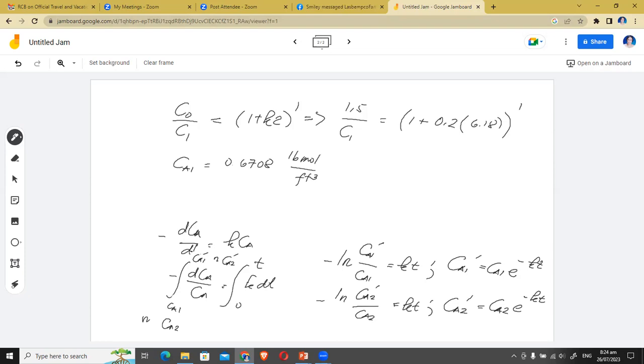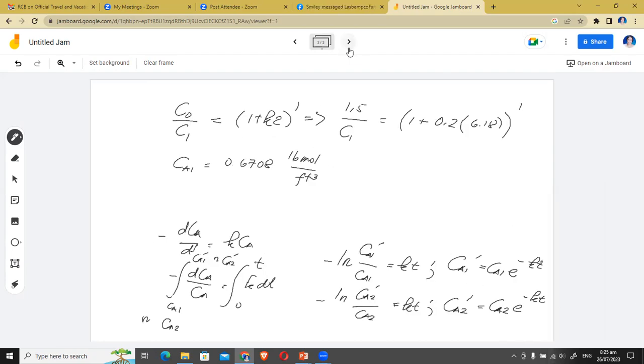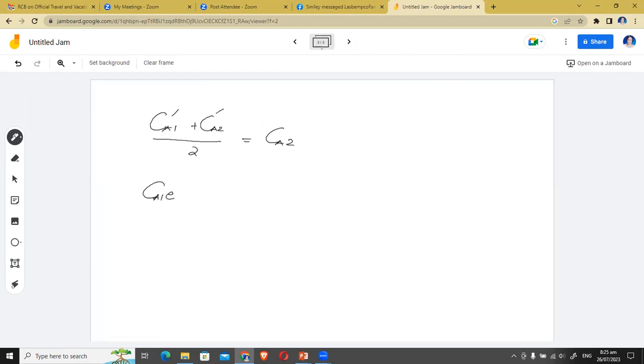So you have these two equations based on what I have written on the given last yesterday. These equations you will add, divide by 2, and equate to Ca2, the effluent concentration if flow wasn't stopped. If you don't have any question, we can add the two expressions. So then you will have CA1 prime plus CA2 prime divided by 2 is equal to CA2. Your CA1 prime from the previous slide, you will copy. So you have CA1 e raised to negative kT plus CA2 e raised to negative kT, divided by 2, and this would be CA2.